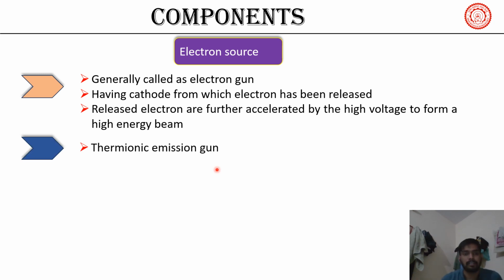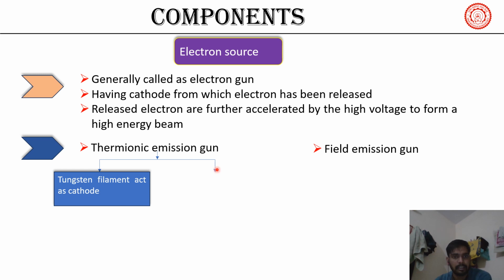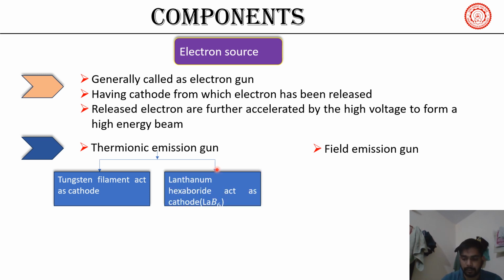parts. The first is the thermionic emission gun, and the second is the field emission gun. In the thermionic emission gun, based on the different types of cathode, we have a further classification. First, a tungsten filament can act as a cathode, and second, lanthanum hexaboride can also act as a cathode.